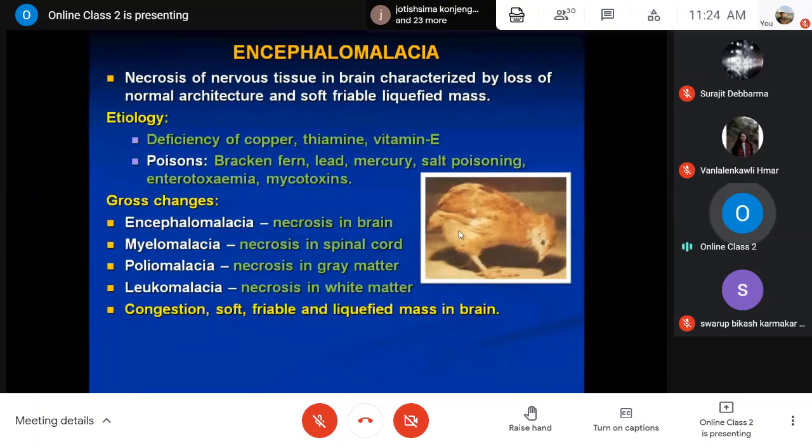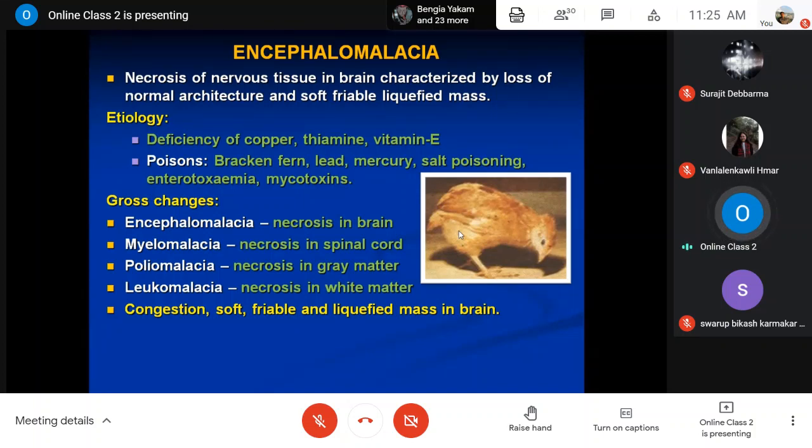Then encephalomalacia is the necrotic lesion of the nervous tissue. Whenever there is a necrotic lesion, necrosis means local cell death. Here the neurons and all that are already dead, so there will be loss of normal architecture of the brain tissue. When you see it under the microscope, you will not be able to say that this is nervous tissue.